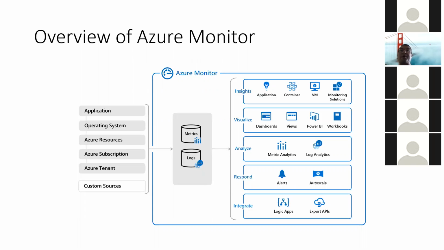Metrics are numerical values that describe some aspect of the system at a particular point in time, and they are lightweight and capable of supporting near real-time scenarios. Logs, on the other hand, contain different kinds of data organized into records with a different set of properties for each type. Telemetry, such as events and traces, are stored as logs in addition to performance data, so that it can all be combined for analysis.